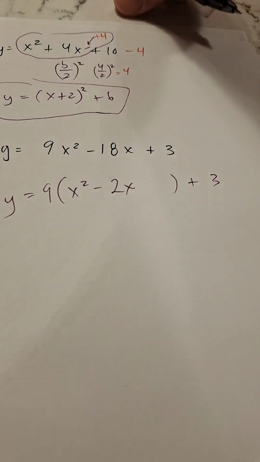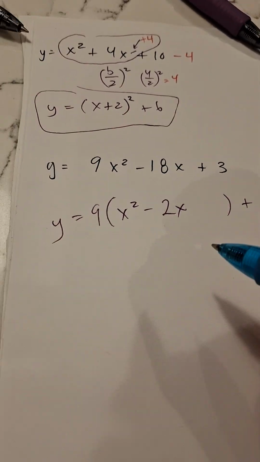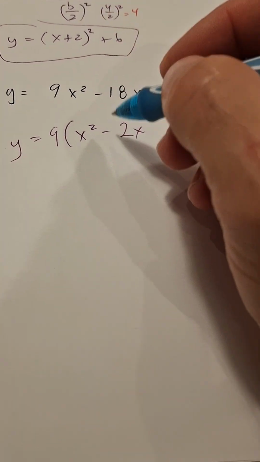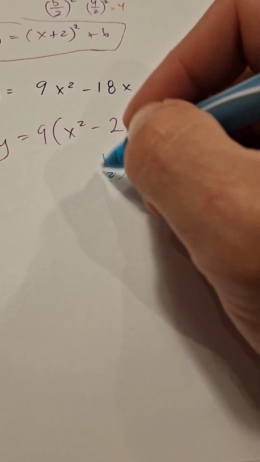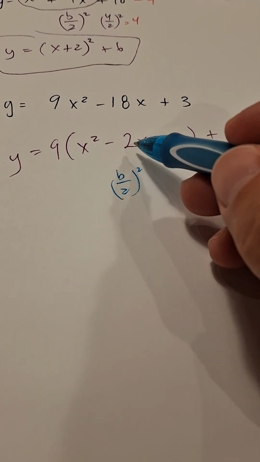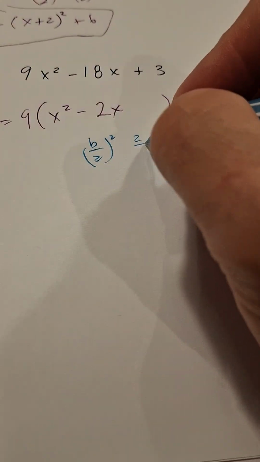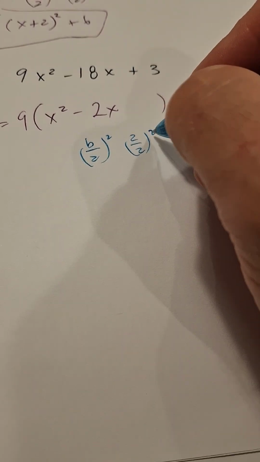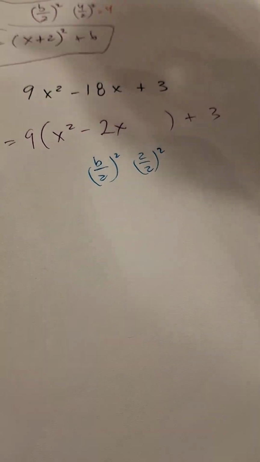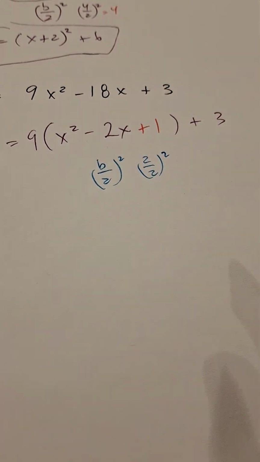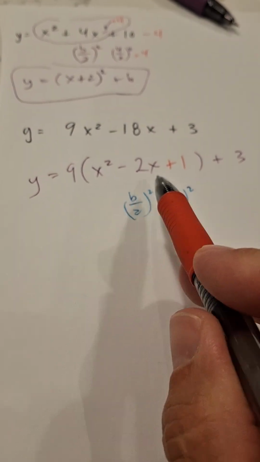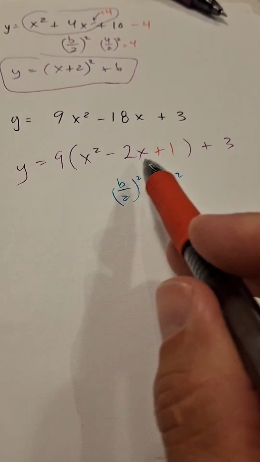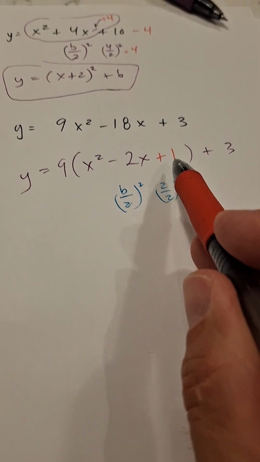Y equals. So the formula is b over 2 squared. That's b right there. So 2 over 2 squared. 1 squared is 1. All right, so my magic number here is 1. That's the number I'm going to need to factor this as a perfect square trinomial. Of course, I added 1 here.